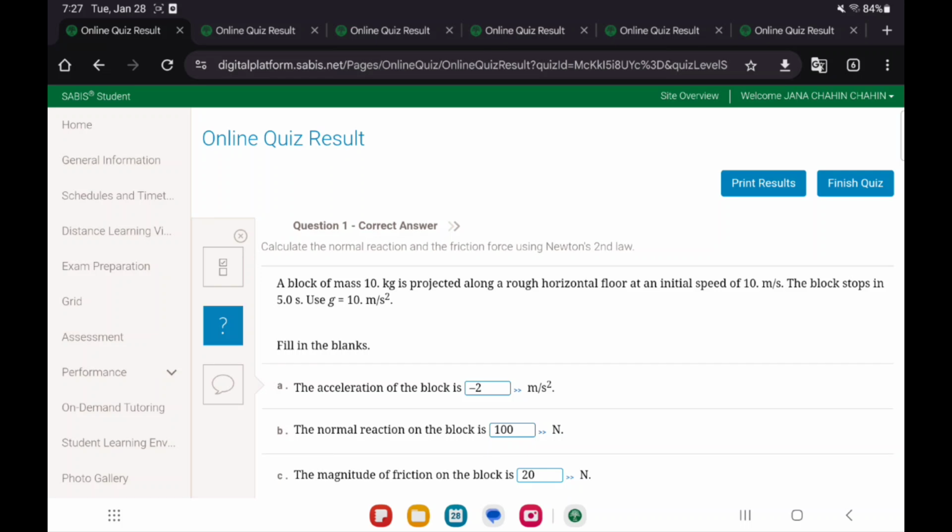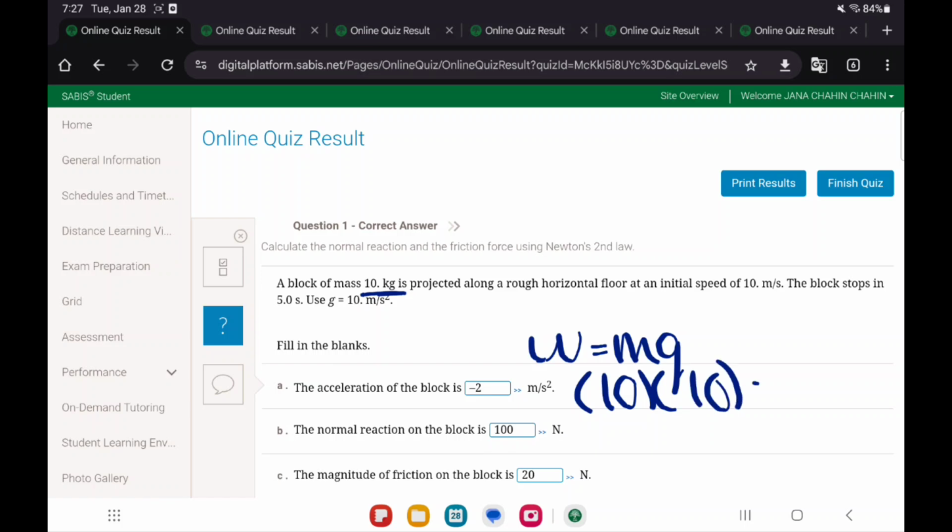Okay, so we know that weight equals mg, and m is the mass. Make sure that your mass is in kilograms and not grams. If it's in grams, you divide by 1,000. So 10, and then the gravity is 10 also, so it's equal to 100, and that's your weight and your normal force at the same time, because they cancel each other.